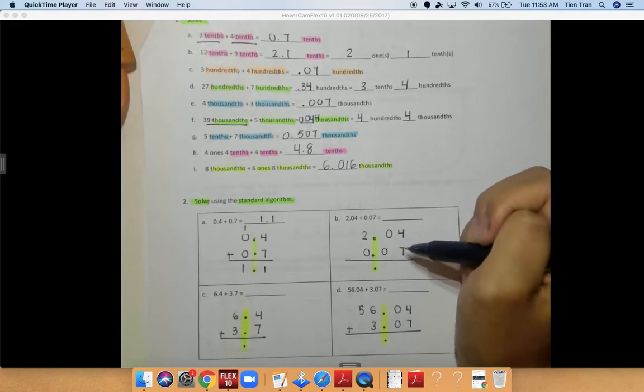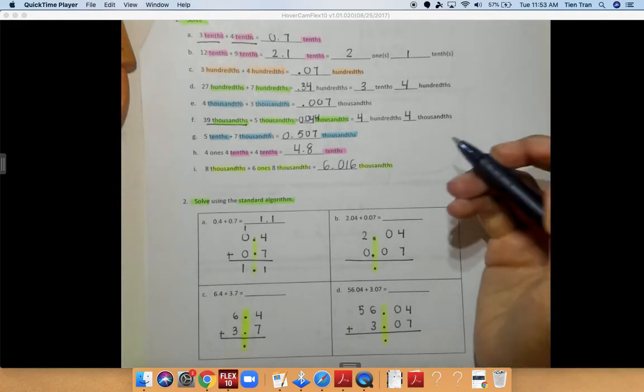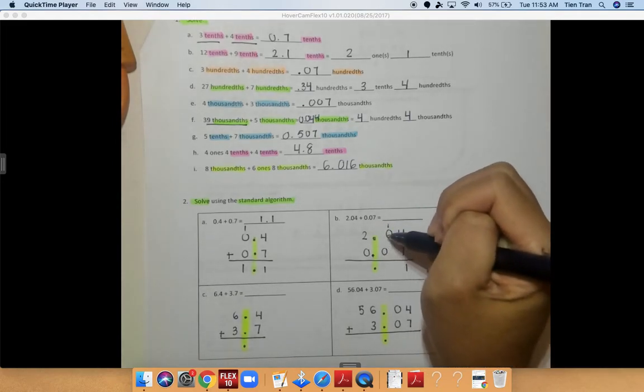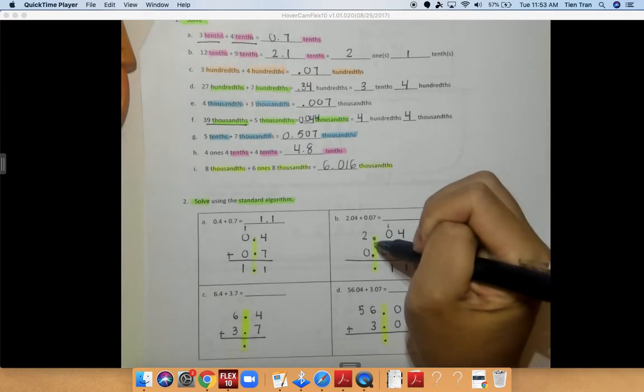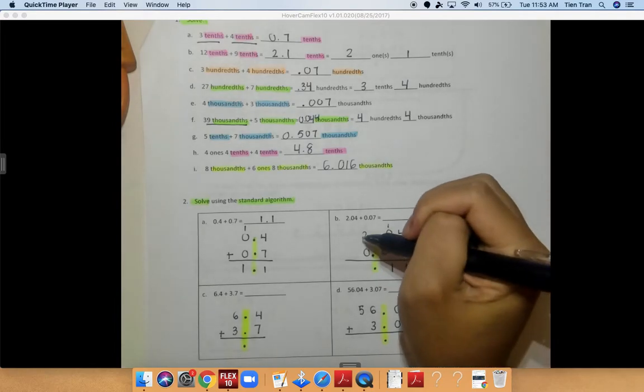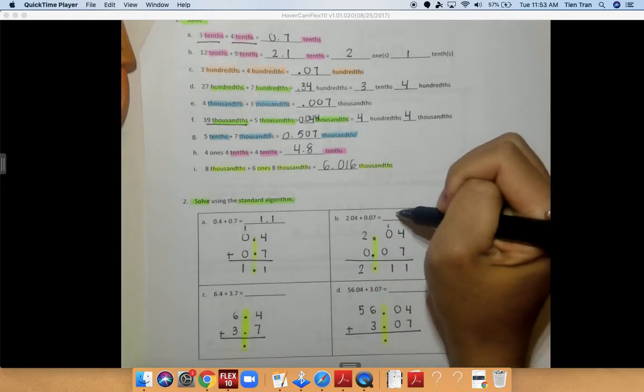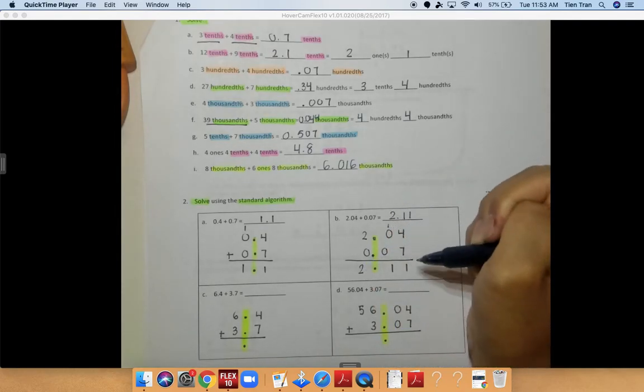Okay. Next we have 4 plus 7. 7 plus 4 is equal to 11. 0 plus 0 plus 1 is equal to 1. I brought down my decimal. 2 plus 0 is equal to 2. So now I have 2.11.